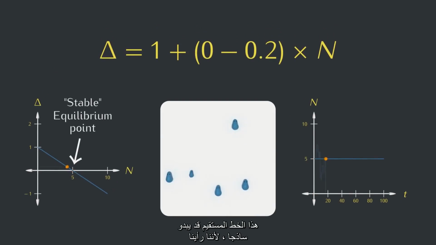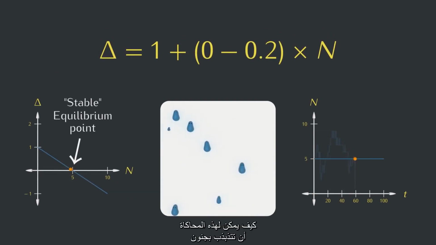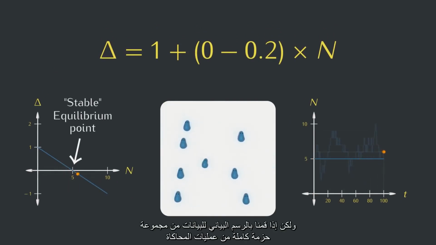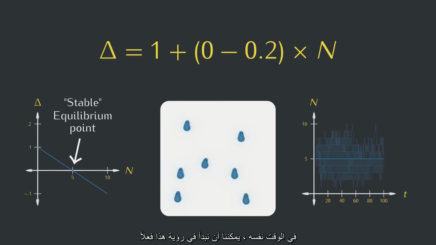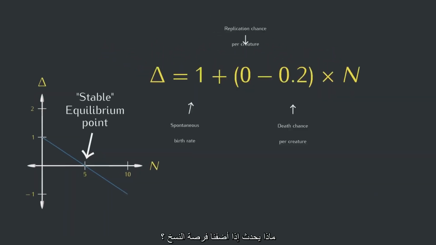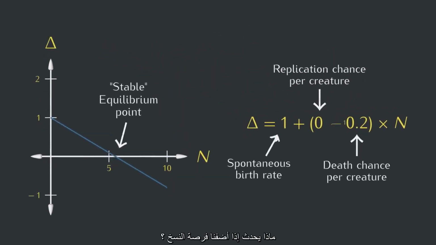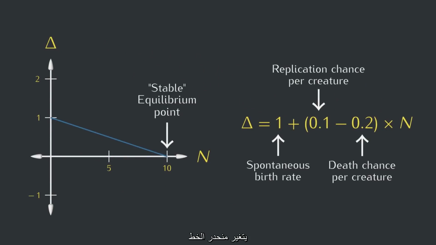This straight line might seem naive because we've seen how these simulations can fluctuate like crazy, but if we graph the data from a whole bunch of simulations at the same time, we can start to see that this really is a pretty good guess for what to expect on average. Now, what happens if we add a replication chance? The slope of the line changes, and so does the equilibrium point. Overall, though, things are pretty much the same.